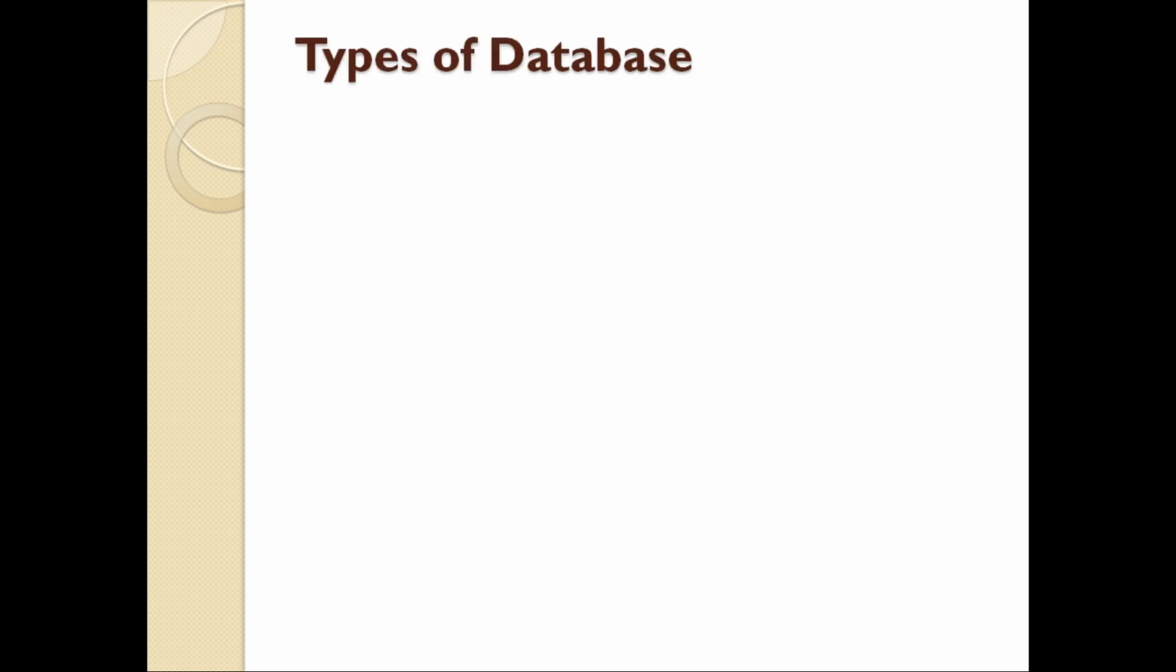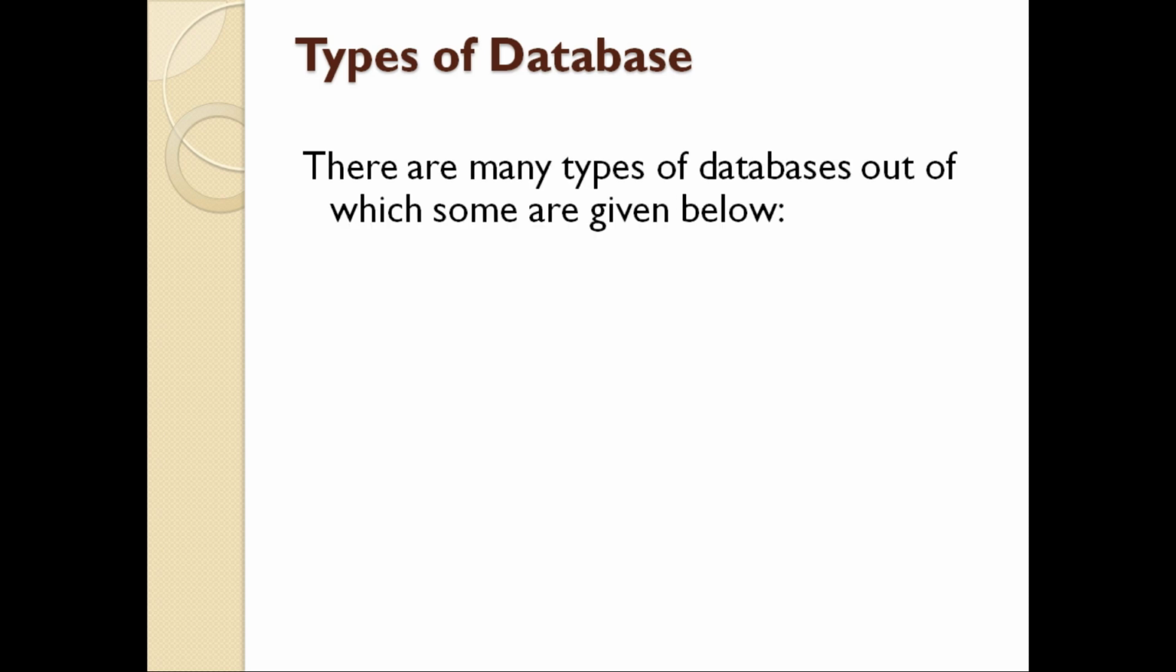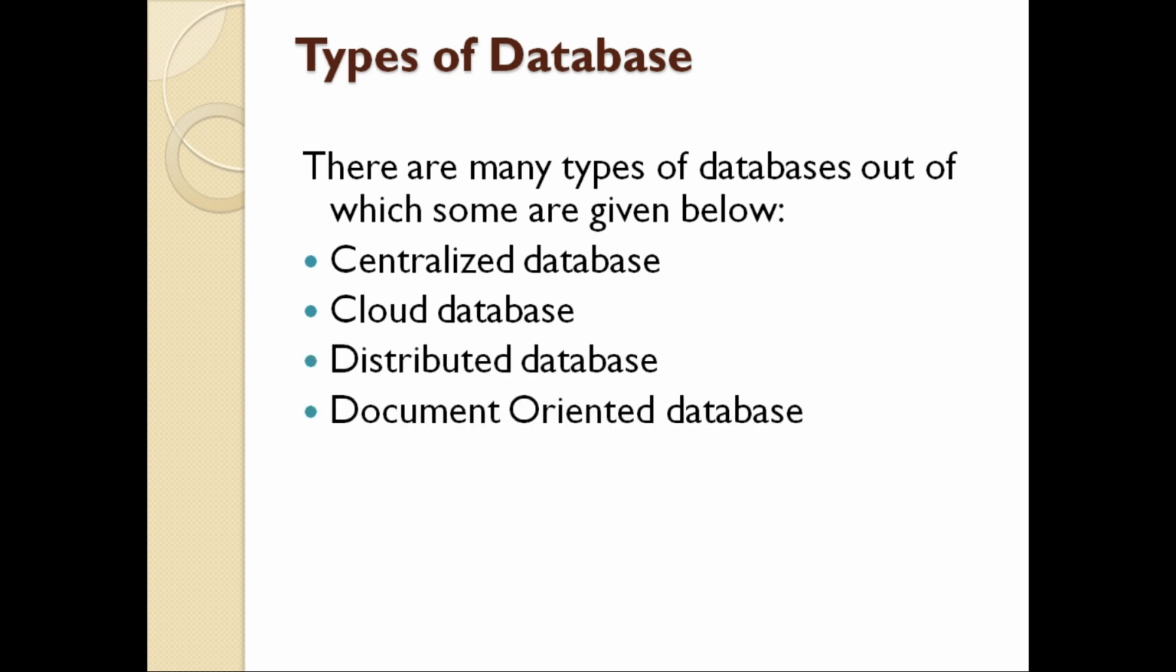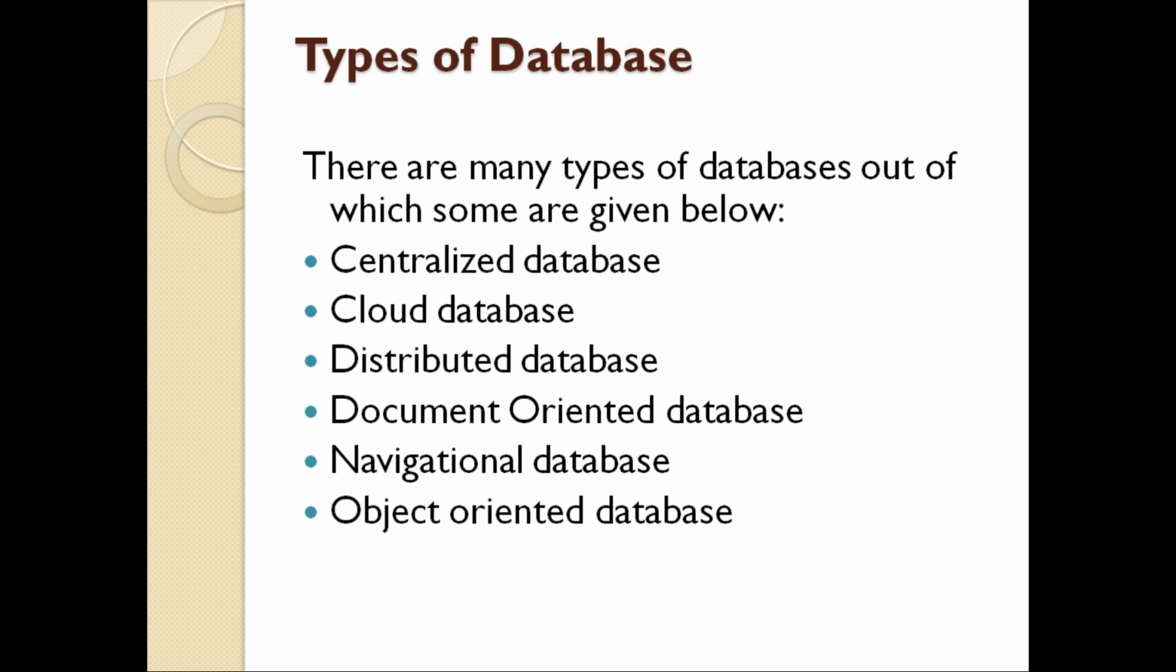How many types of database are there? There are many types of database, out of which some are given below. Centralized database, cloud database, distributed database, document oriented database, navigational database, object-oriented database, and relational database.